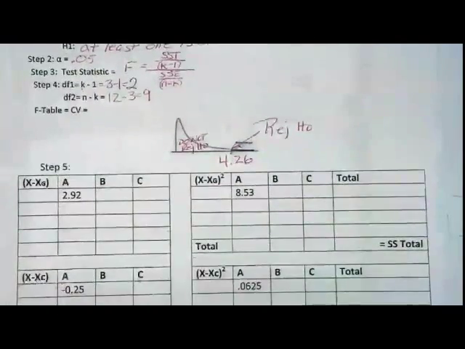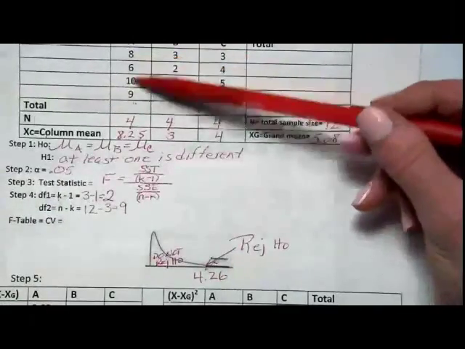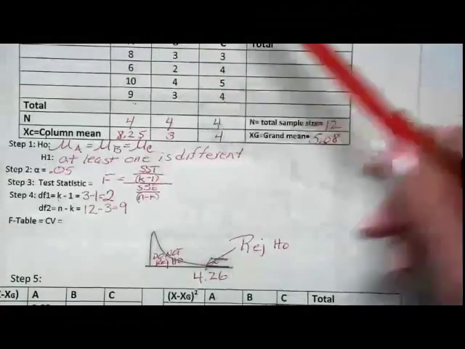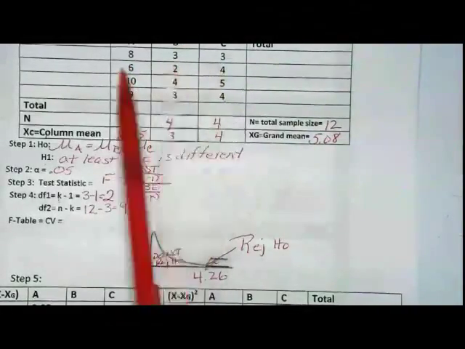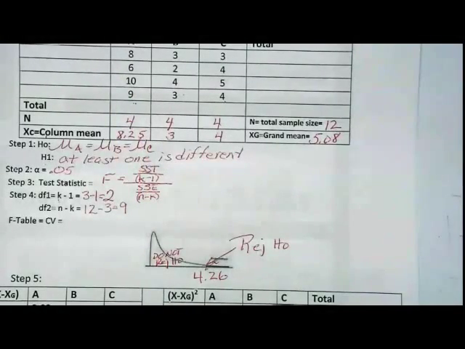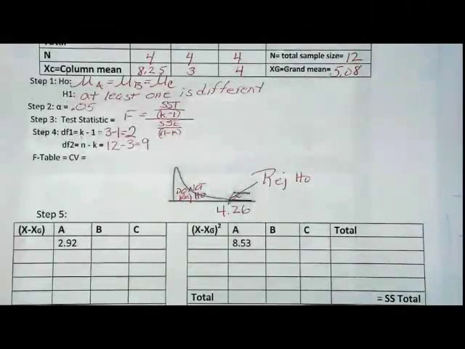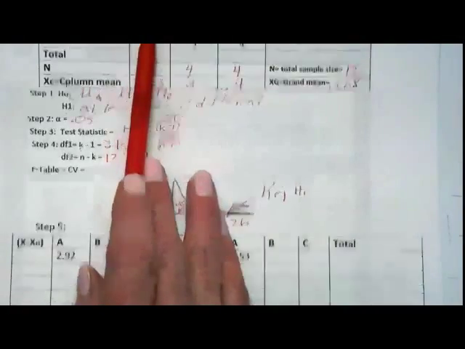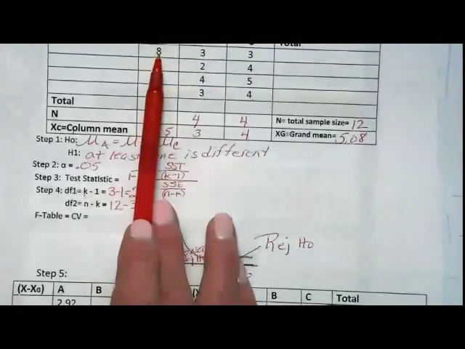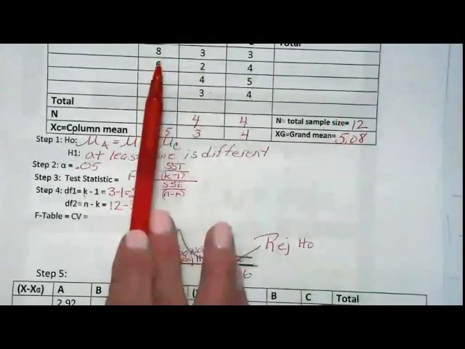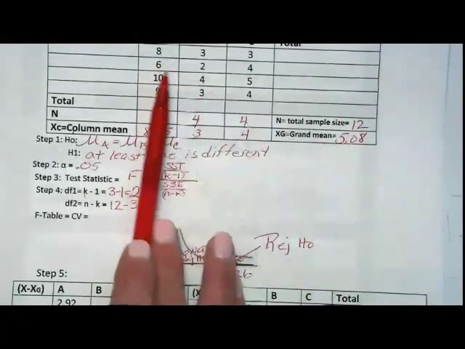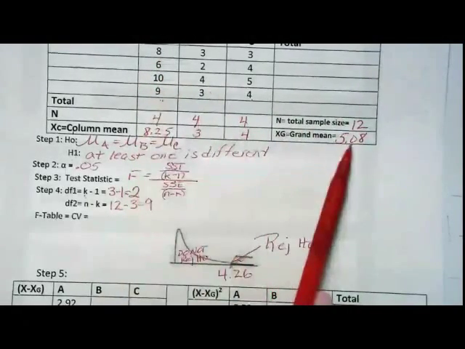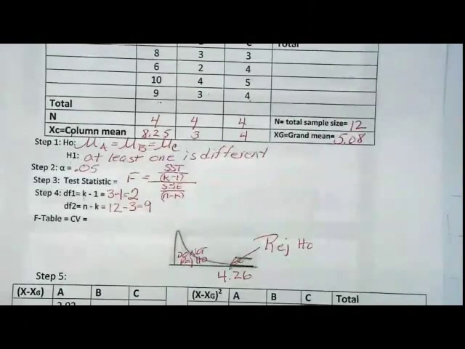What we're actually going to calculate is the variation within a column, the variation from column to column. How do we do that? Right here. The individual data minus the grand mean. So I'm going to calculate every data point minus the grand mean.